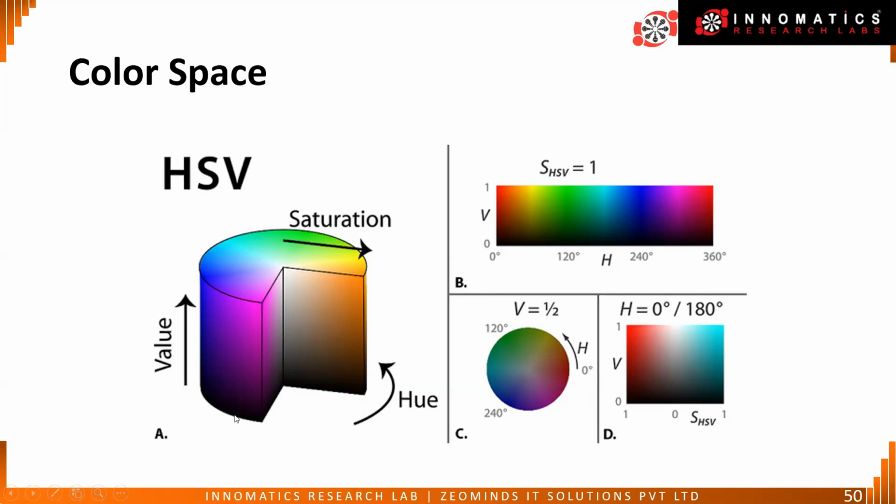Value means the lower the value, the darker, and the higher the value, the more it's the original color. It ranges from 0 to 255: 0 means dark, and 255 means whatever the original color is. Saturation starts from 0, which is white color, and 255 is the original color. Like this, we can have an infinite number of colors; all possible colors can be produced from this HSV.